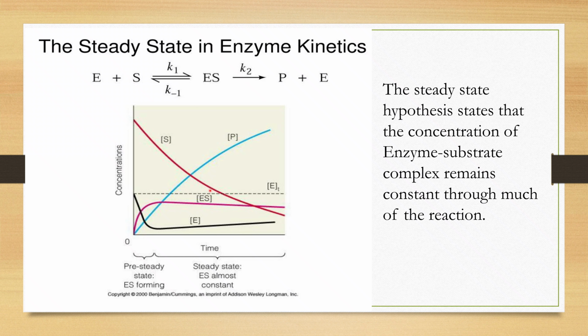Okay. Now what is ET? ET is nothing but your total enzyme concentration, which is equal to, ET is equal to ES plus E, that is, concentration of your enzyme substrate complex plus E. Okay.